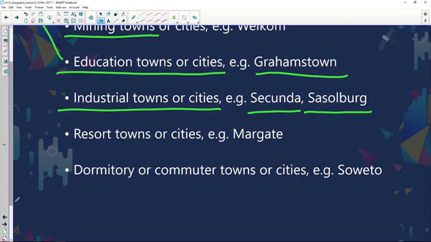Now, another example is resort towns. And the most popular example I can give you is Margate. Now, a resort town is basically when people go to relax during holidays. Not much is happening in these towns throughout the year, but during school holidays, for instance, April, June, and December, there's an influx of people moving down to the coast to spend some time for the holiday. And Margate is a great example. So it's a specialized town.